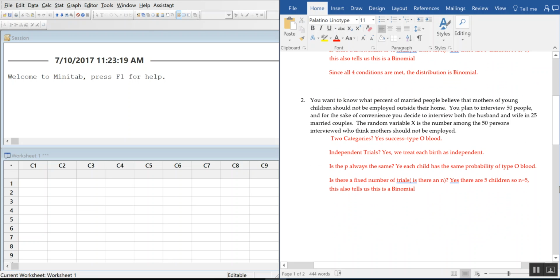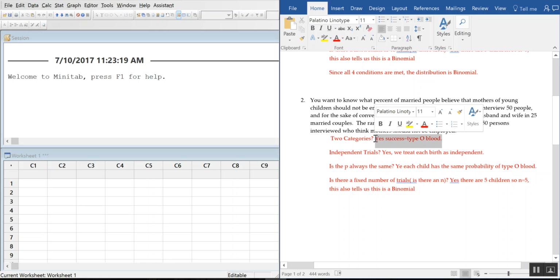So you want to know what percentage of married people believe that their mothers of young children should not be employed outside the home. I'm hoping you read this question and think that's a little inflammatory. Anyway, you plan to interview 50 people, and for the sake of convenience, you decide to interview both the husband and the wife. Hence, you only have to interview 25 married couples. The random variable x represents the number among the 50 persons interviewed who think mothers should not be employed outside the home.